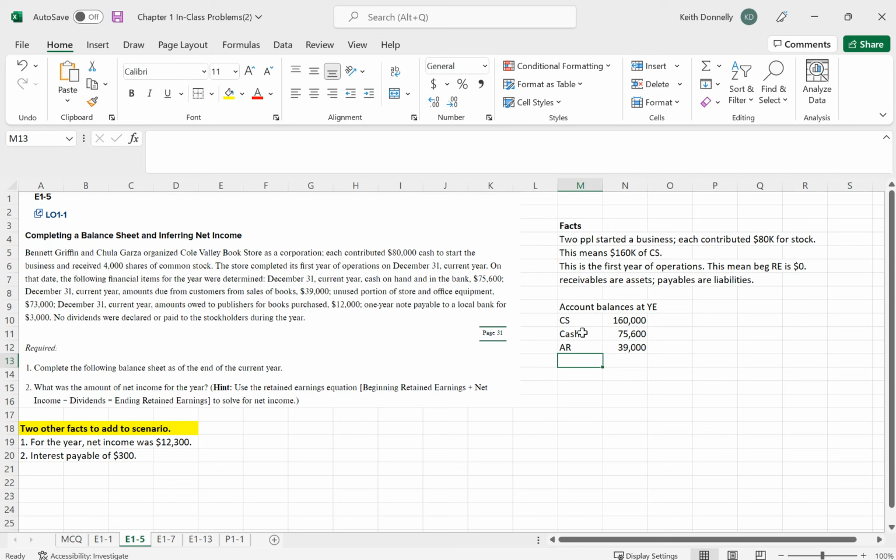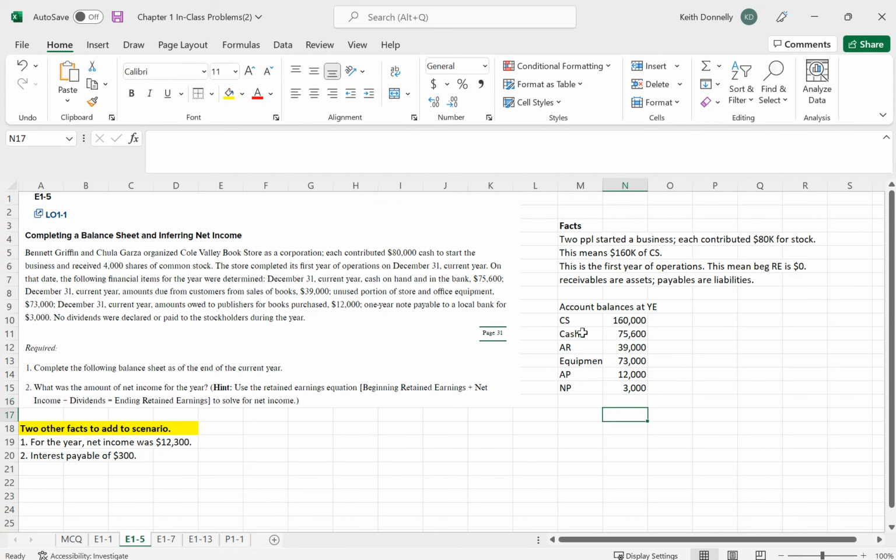Continuing here, it looks like we have some equipment, right, of how much there? Let's see, 73,000. Looks like we then have an account payable. We owe someone money. It looks like we got some books and then we're going to pay them later, right? $12,000. And then we have a note payable to a bank. We borrowed some money for $3,000.